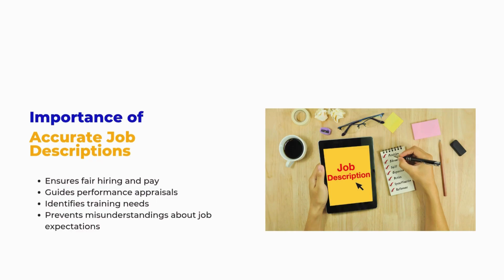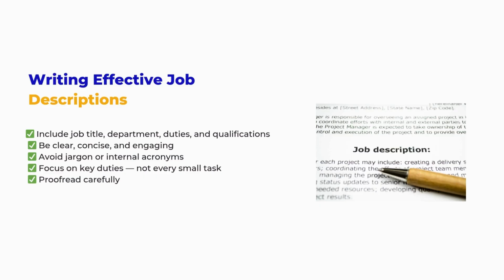Why does an accurate job description matter? Accuracy is crucial when writing any job description. It ensures fairness and consistency in hiring practices. It helps to measure the employee's performance during appraisals, it highlights potential training and development needs, and it reduces misunderstanding about job expectations. So HR professionals must take the time to review and update the job description regularly.